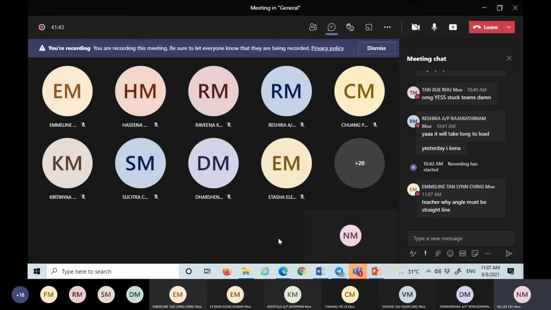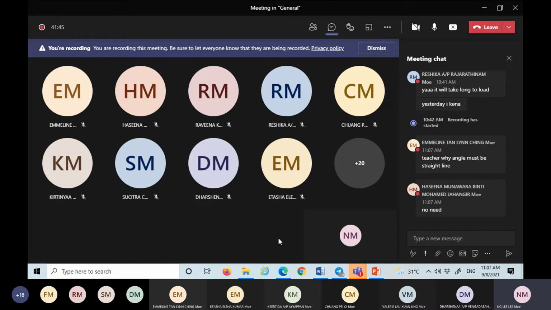Why must it be a straight line? It's not that the angle must be a straight line. When you unfold the two planes, it must be a straight line. The theory behind it is very long. Just now you saw the PowerPoint. This is about orthogonal projection. If you want, I can send this PowerPoint into the WhatsApp group, then you all go through it, but I don't want to go through it with you. It's too lengthy.